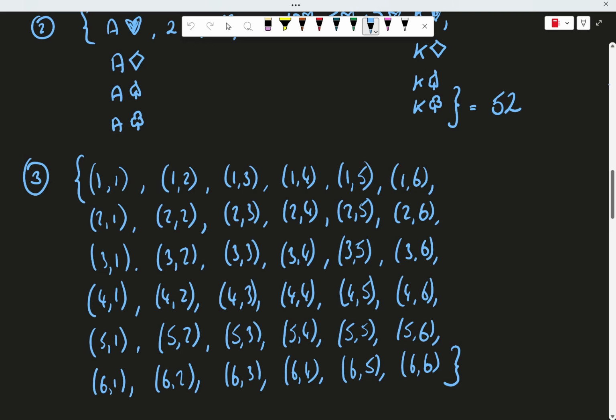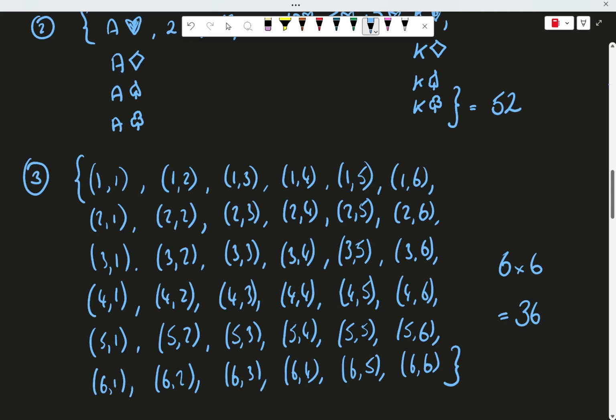Now, you can count them. Again, let's just practice our multiplication rule. Something happens on one dice and then something happens on the second dice. Multiply the number of outcomes on each dice and you have 36 possible different outcomes.